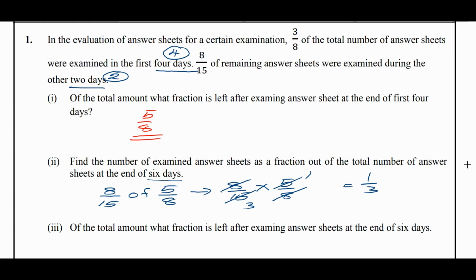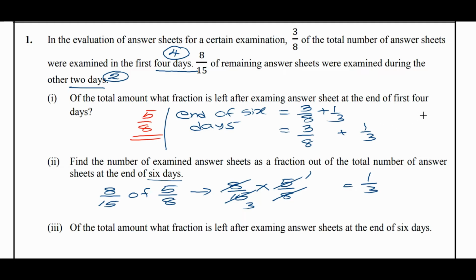Therefore, we have to find the number of examined answer sheets as a fraction out of the total sheets by the end of the 6 days. End of the 6 days means I will get the answer here. End of 6 days equals the first day 3 out of 8 and the second day 1 out of 3. That means 3 out of 8 plus 1 out of 3. Again we have to rearrange the denominators into the same value.